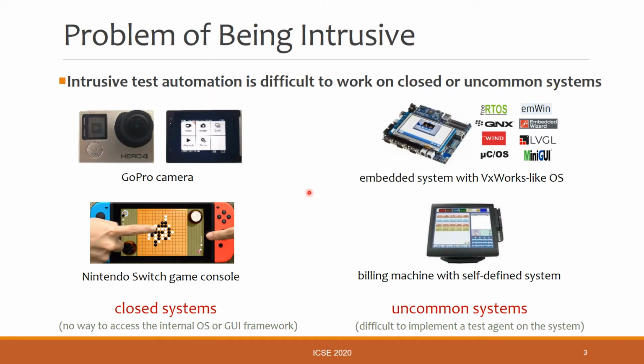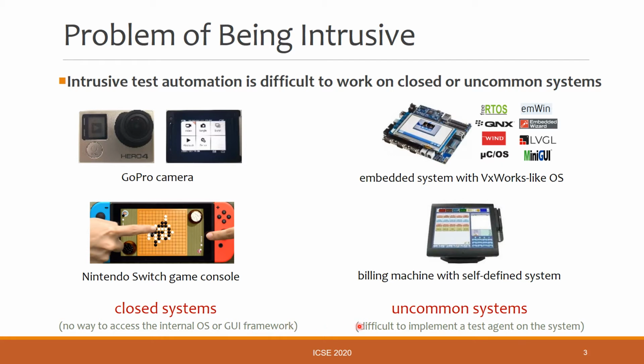A problem of being intrusive is that intrusive test automation is difficult to work on closed or uncommon systems. For the closed systems, the examples include a GoPro camera or a Nintendo Switch game console. In such kind of closed systems, there's no way to access the internal operating system or GUI framework. Therefore, intrusive testing cannot be conducted.